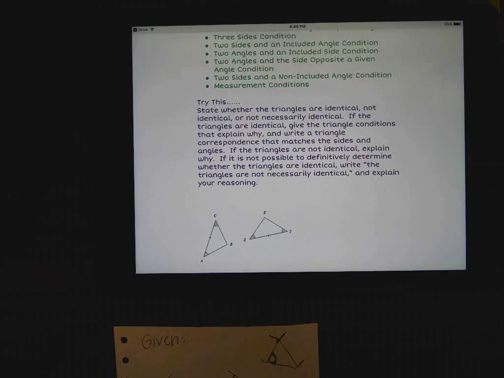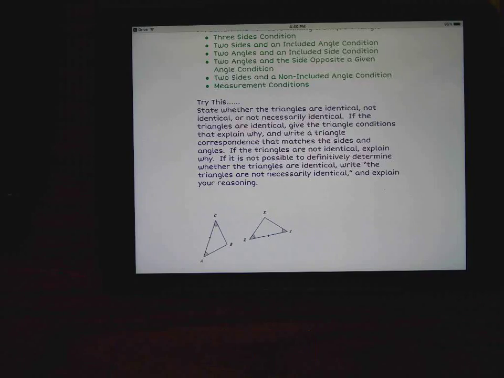So here's the first example right here. We have these two triangles. They were given to you. No other information is given. So your job is to look at these two triangles and decide what you know.